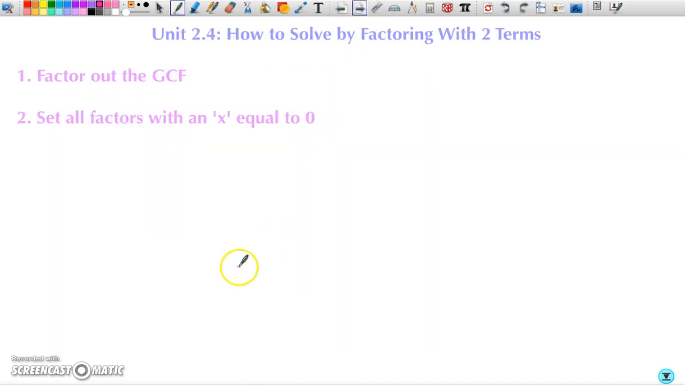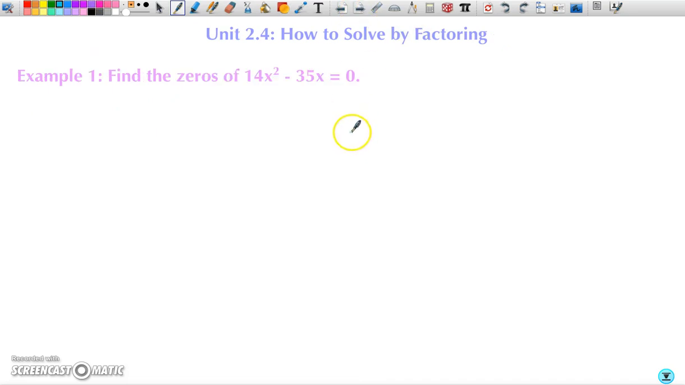Now we're going to talk about how to solve them. How do we factor and then solve? To solve it, you're going to factor the GCF out first, and then every factor that has an x, you're going to set it equal to 0. Let's look at some examples of that. We're going to find the zeros of 14x squared minus 35x. Well, 14 and 35 are both divisible by 7, and they're also both divisible by x. So if we take 7x out, and we divide these terms by 7x, that would leave us with 2x minus 5.